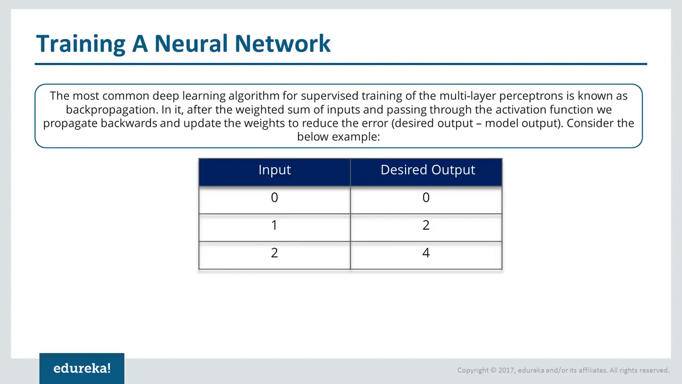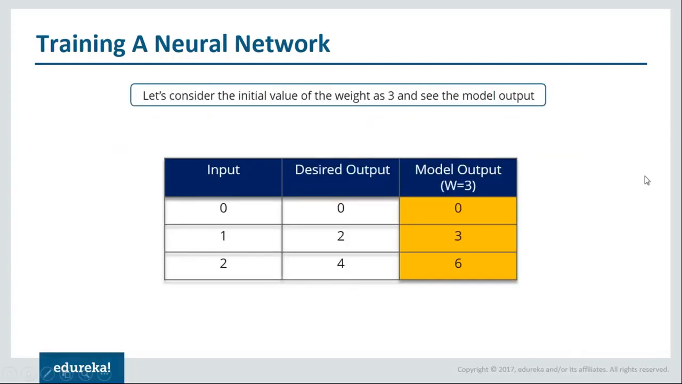Here we can figure out that the desired output is nothing but twice your input. But I'm training a computer to do that, right? The computer is not a human. So what happens, I initialize my weight, I keep the value as 3. So the model output will be 3 into 0 is 0, 3 into 1 is 3, 3 into 2 is 6. Now obviously it is not equal to your desired output, so we check the error.